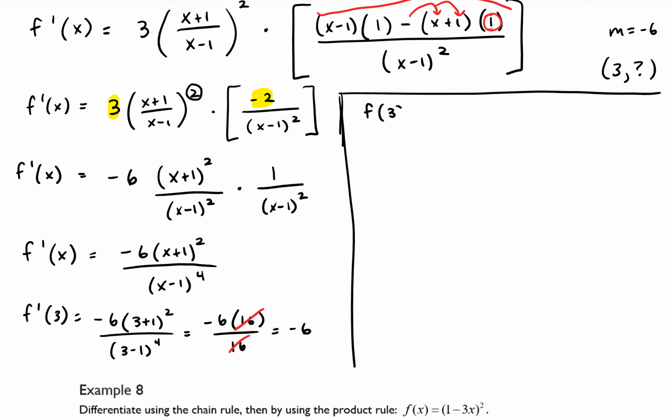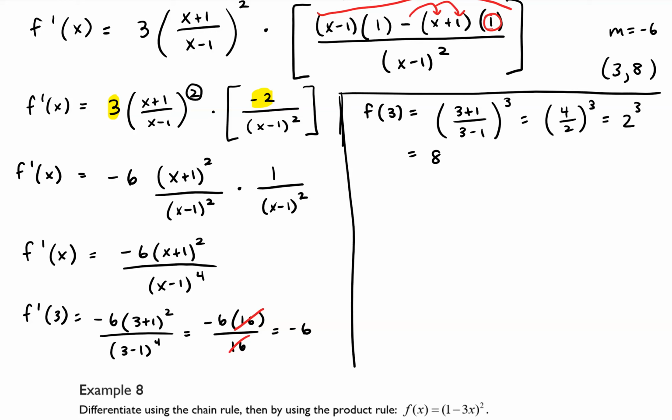So we want to evaluate f of 3, and that's going to be (3 plus 1) over (3 minus 1), and that is all going to be cubed. So that's going to be 4 over 2 cubed, which is 2 cubed, which equals 8. Okay, so now we know that our ordered pair is 3 comma 8, and the slope of the tangent line is negative 6.